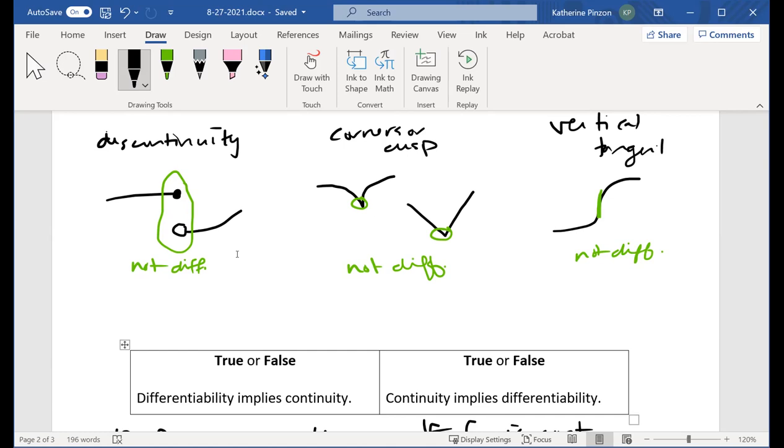This one won't be because on this side, the slope is negative. On this side, the slope is positive. There'll be a jump discontinuity there. This one won't be because it's going to be a vertical asymptote right there. Same kind of thing.